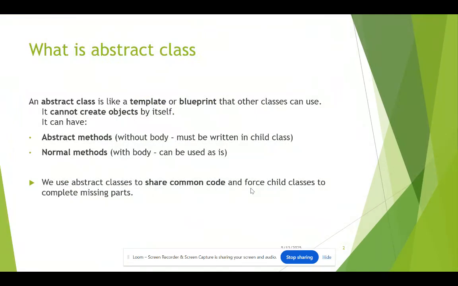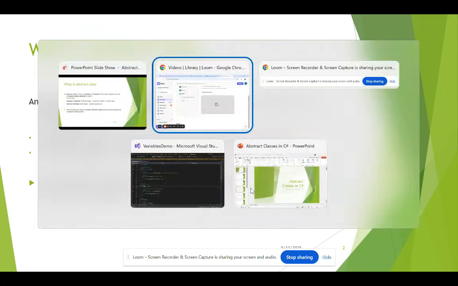So what is an abstract class? An abstract class is like a template or a blueprint that other classes can use. It cannot create objects by itself. It can have abstract methods as well as normal methods. Abstract methods mean the methods which don't have a body. They must be written in a child class, and the normal methods can also be used in the abstract classes. We use abstract classes to share the common code and force child classes to complete missing parts. So we will see one example based on the abstract classes.